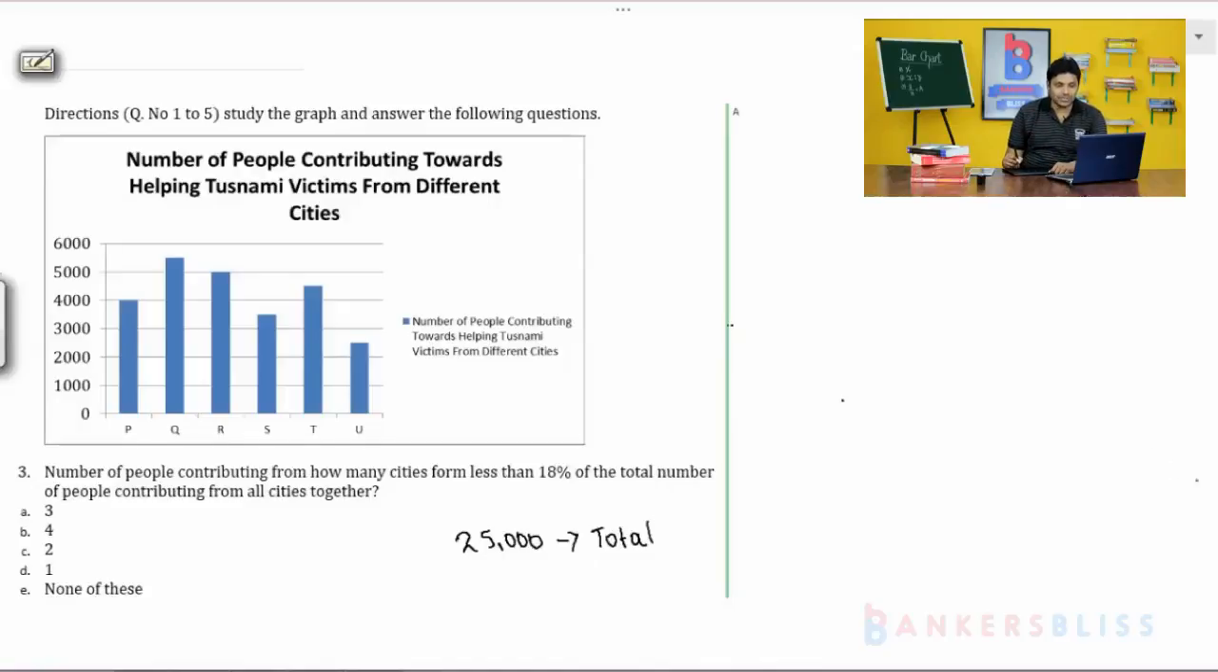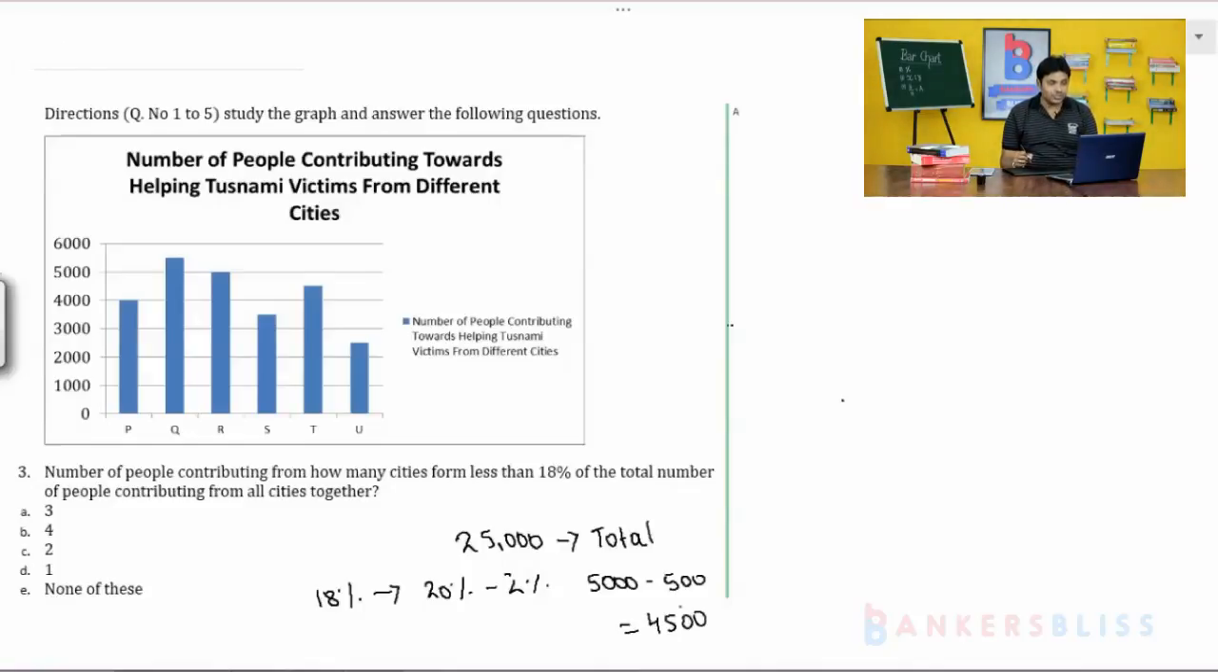So less than 18% means you calculate 18%. How do you calculate? 18% is nothing but 20% minus 2%. 20% of 25,000 is 5,000. So 5,000 minus 500, you are going to get 4,500. Okay. So less than 4,500.